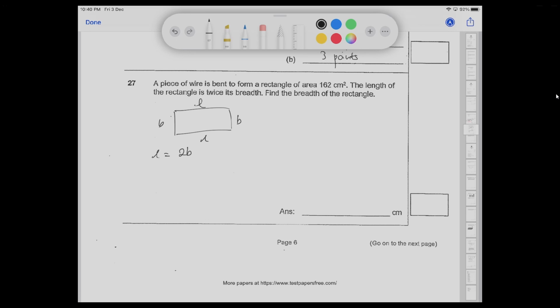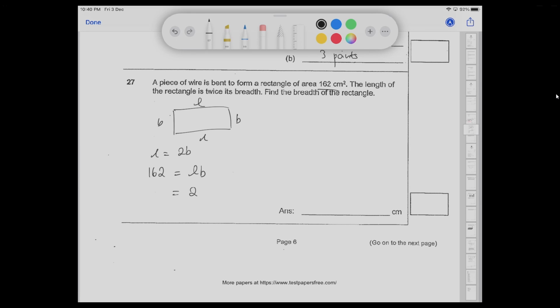Area is 162, so 162 equals L times B. L equals 2B, so that is 2B times B, 2B squared. There is a primary school level method of teaching this, but I really want to show you how simple it can be to use a more advanced method. By all means you can do trial and error, but this is much faster.